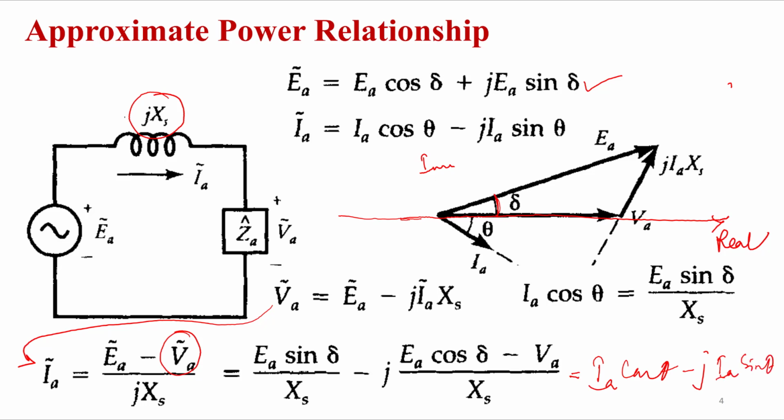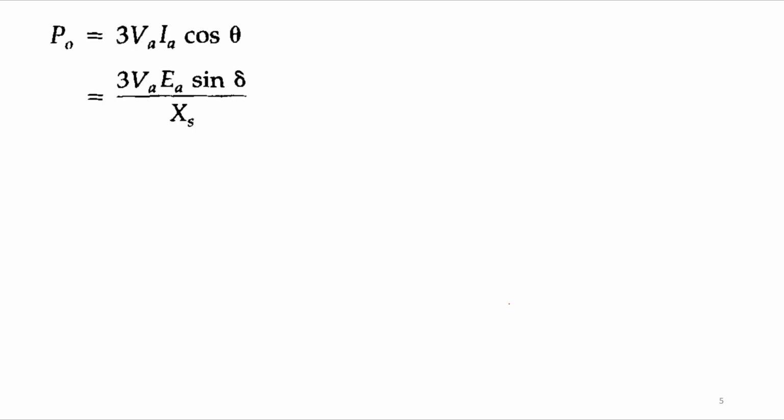Now if I equate the real terms and the imaginary terms, then IA cos theta will become equal to EA sin delta by XS, right? Okay. So now I can find the power relationship neglecting RA, so that will be PO equal to 3 VA IA cos theta. Instead of IA cos theta, I can write EA sin delta by XS. Just by substituting here, I will get the expression 3 VA EA sin delta by XS.